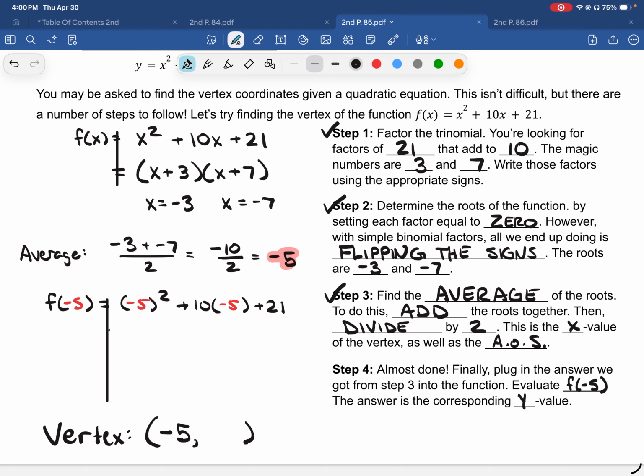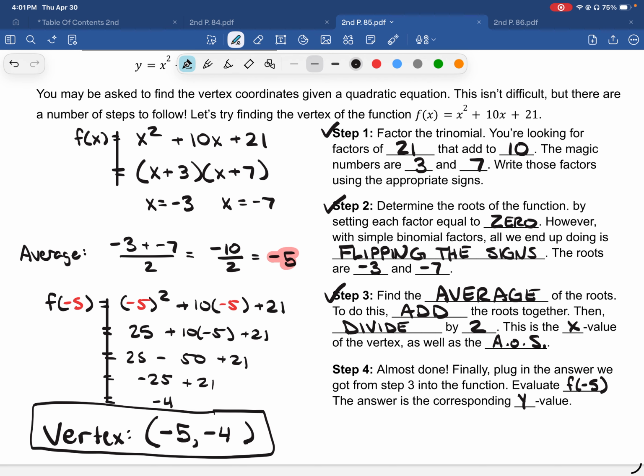Then you can throw that in your calculator or do it by hand. -5 squared is 25. 10 times -5 is -50. 25 minus 50 is -25. -25 plus 21 is -4. That's your y-coordinate. Your vertex is the ordered pair -5, -4. And that's step 4.